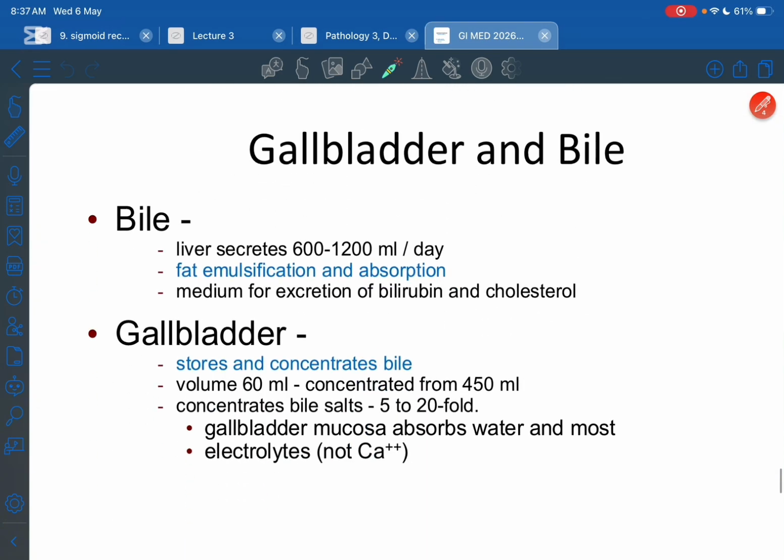So this is the bile, which is coming from the liver and the gallbladder, the only storehouse. So can we live without gallbladder? So what happens if we remove gallbladder? Can we live without gallbladder?